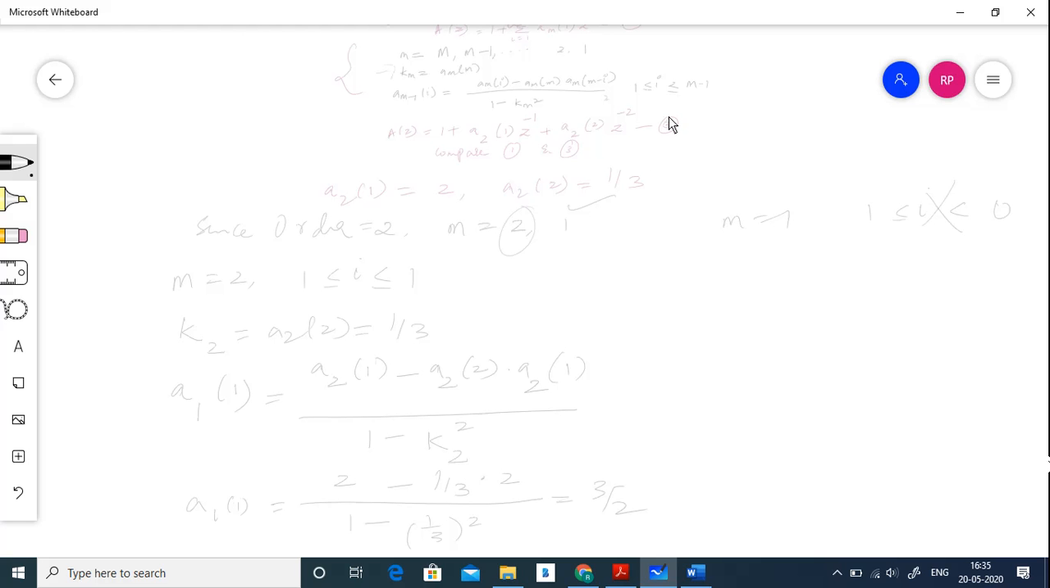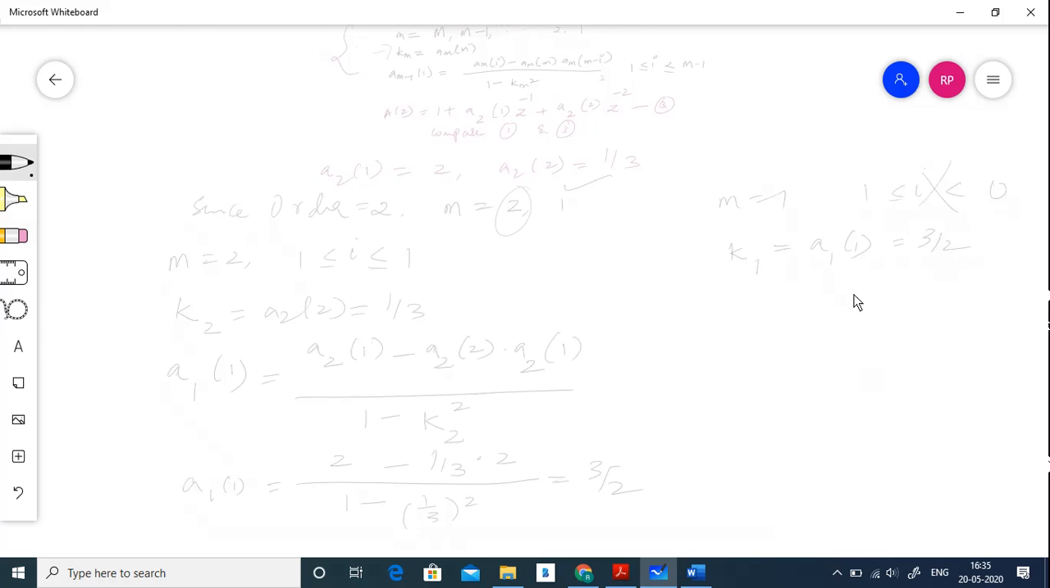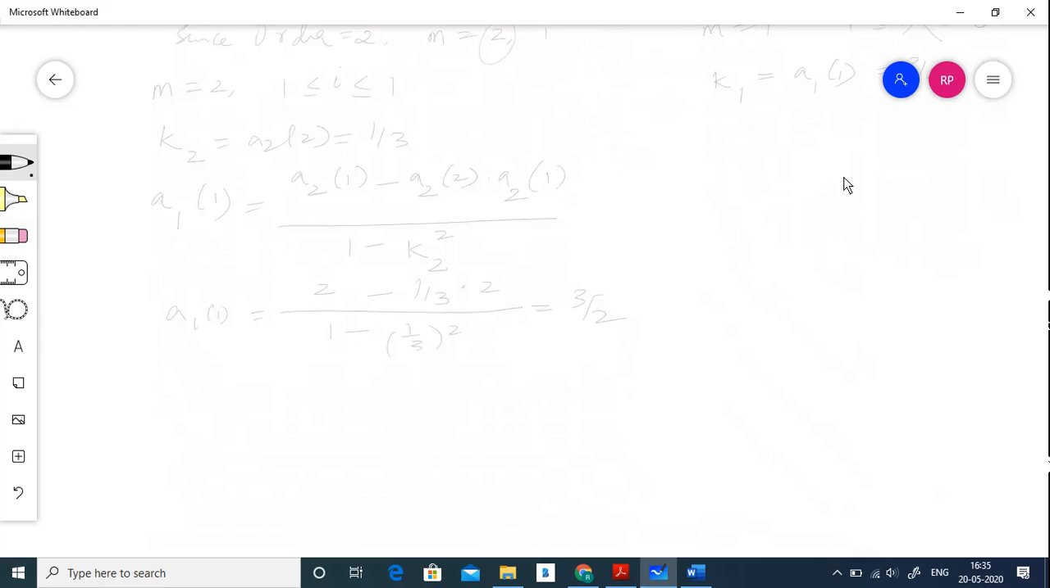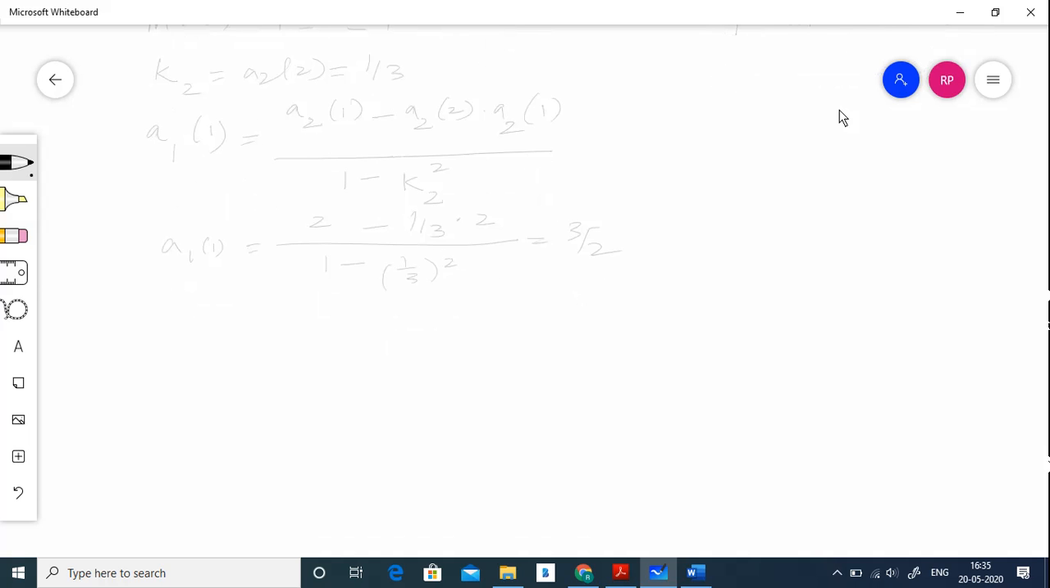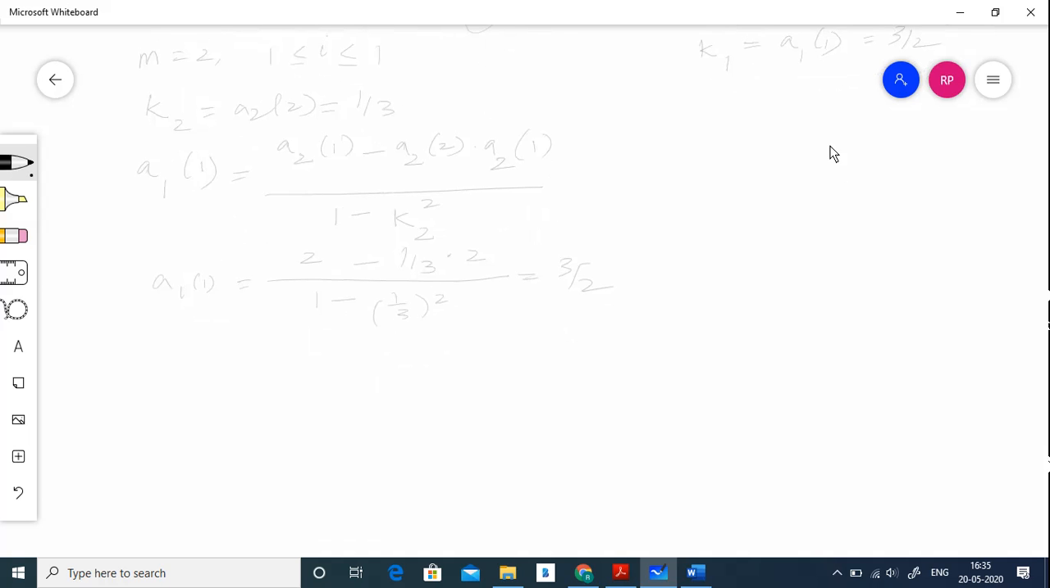So I'll get K, what is the value of m? 1, Km, the value of m is 1, that is equal to A1 of 1. What is the value of A1 of 1? Which is 3 by 2. So from this we found both the values of K. Since the order of the given filter is 2, I need two constants, one is K1, the other is K2. So I was able to get both constants.